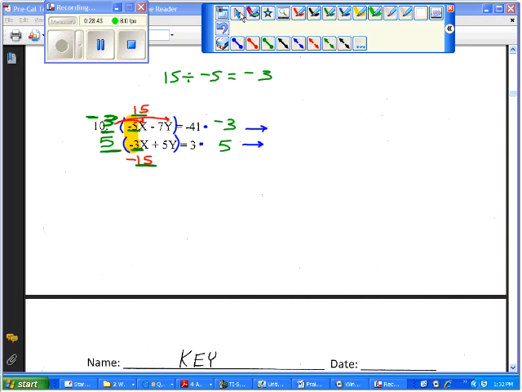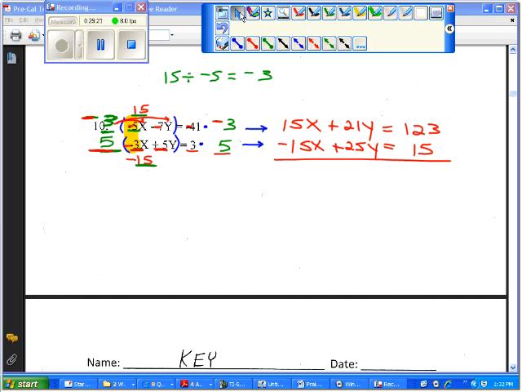So now we're going to distribute, a bunch of signs going on. Negative times negative is positive 15x. Negative times negative is positive 21y. Negative times negative is positive 123. Positive times negative, negative 15x. Positive times positive, positive 25y. Positive times positive, 15. Understand that? Watch those signs. They'll eat you up on this stuff.